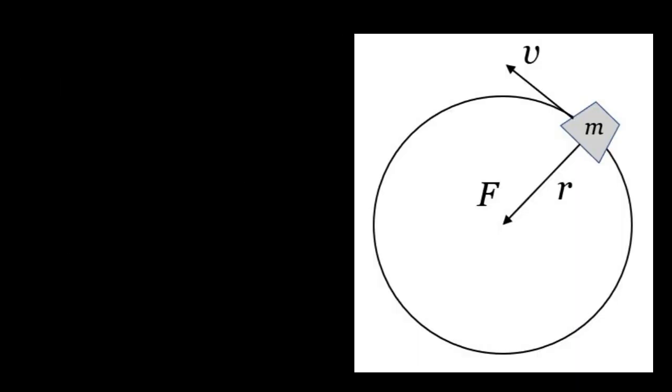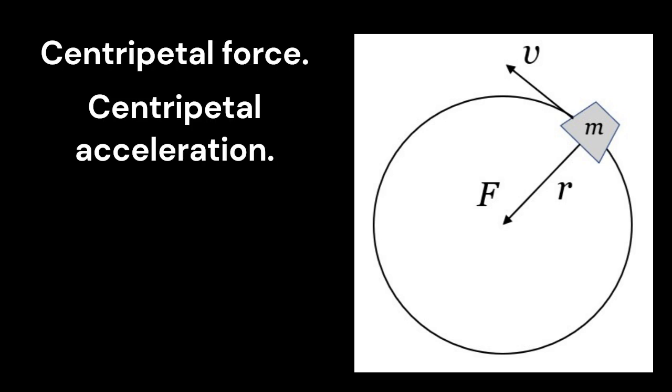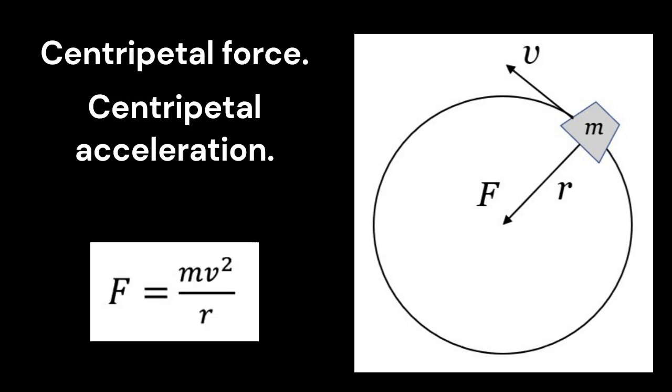For a mass to travel in a circle, there needs to be a centripetal force. So if you took a bucket of sand of mass m and tied it to a rope of length r and swung it around in a circle at speed v, it would require force F to keep it going in a circle. And the equation for that force is mv squared over r. And since F equals ma, that means the centripetal acceleration is v squared over r.